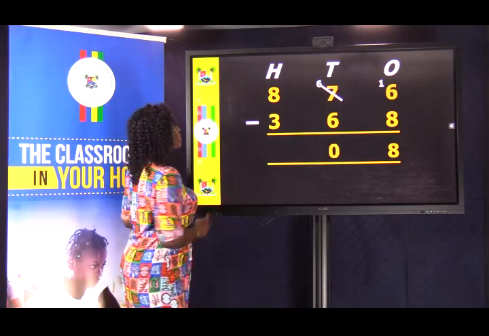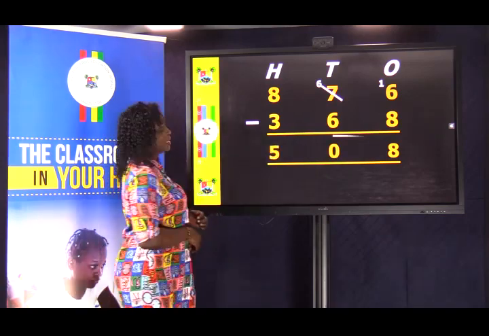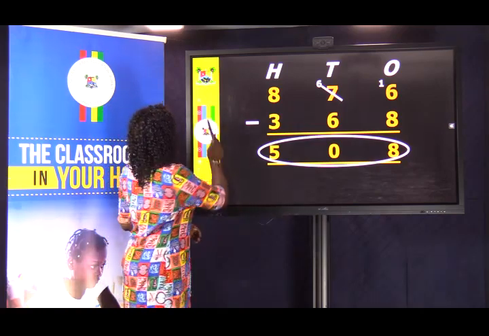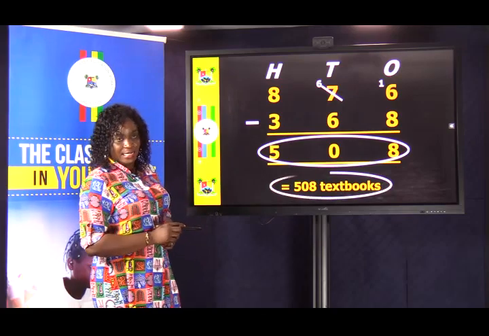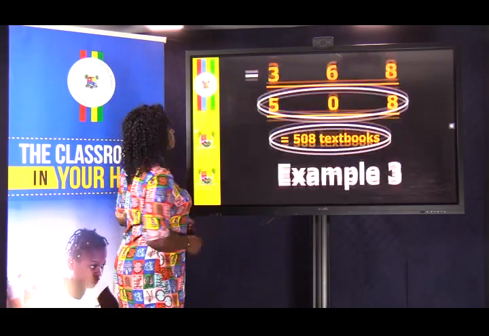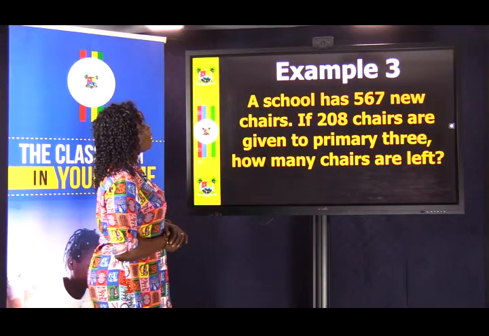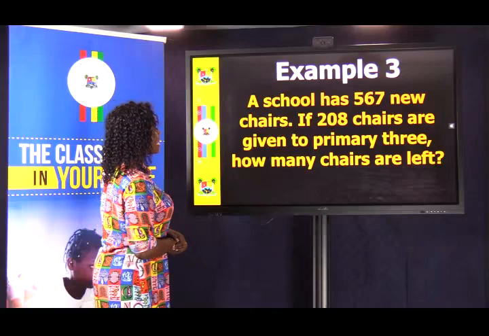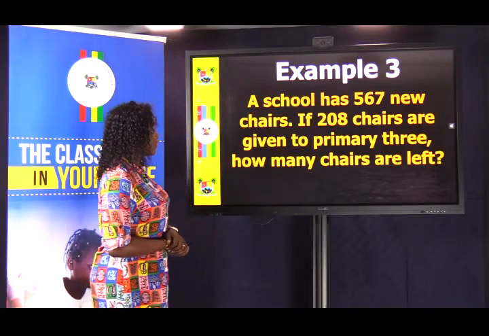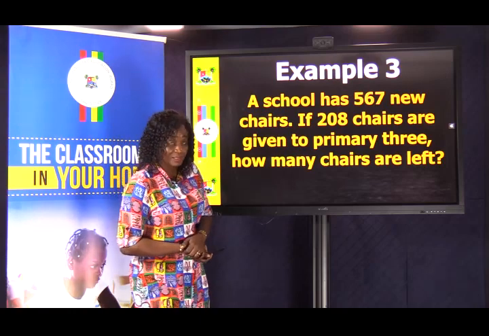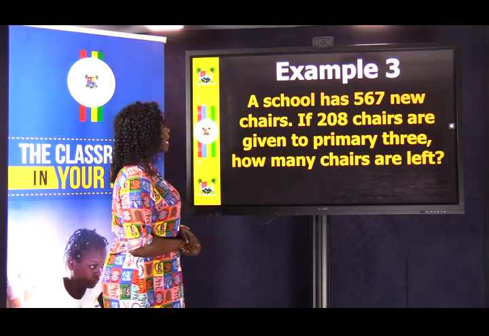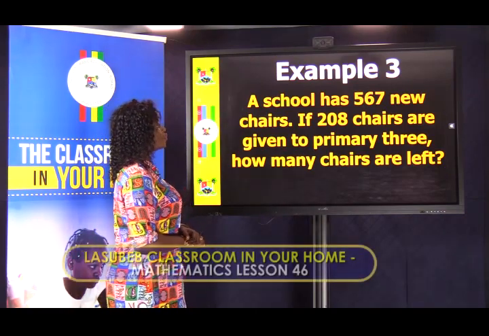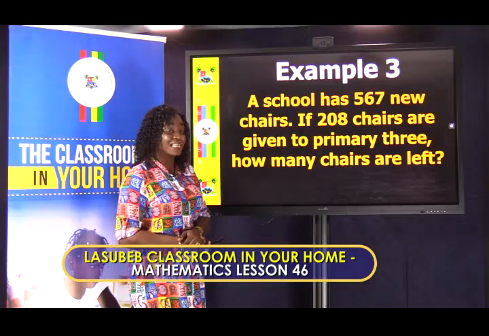6 take away 6 is 0. And 8 take away 3 is 5. So how many mathematics textbooks are left? 508 textbooks. Example 3. A school has 567 new chairs. If 208 chairs are given to primary 3, how many chairs are left?